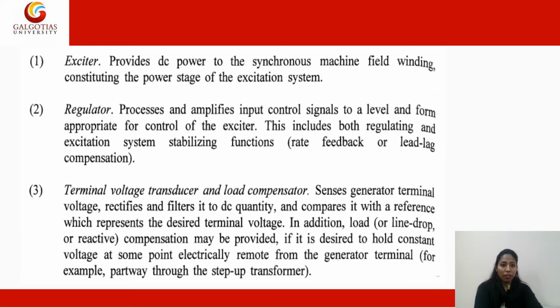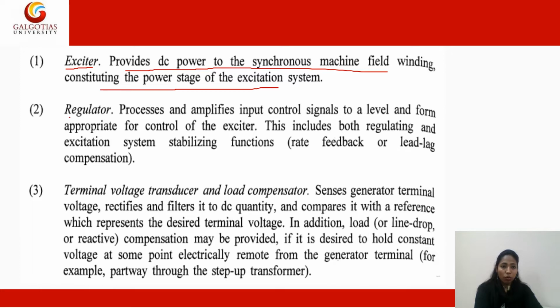First, the exciter. As you know, in the synchronous machine, on the stator side, the armature is connected, and the AC supply is given on the stator. On the rotor, the field winding is connected, and DC supply is given on the rotor. So for synchronous machine operation, the exciter provides DC power to the synchronous machine field winding and constitutes the power stage of the excitation system.